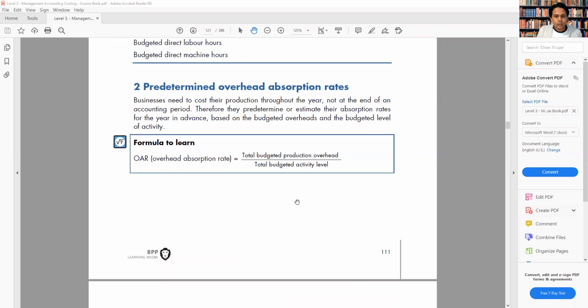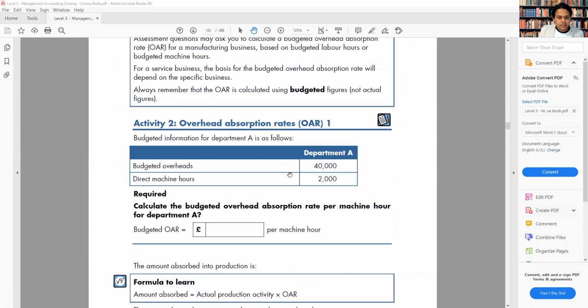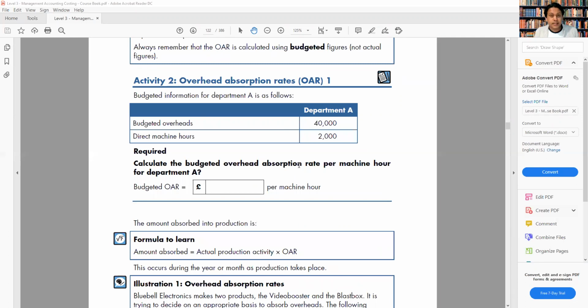All right, this is the formula. We already know the overhead absorption rate is budgeted production overhead over the budgeted activity. Budgeted activity level could be machine hour, could be labor hour. I don't know, depends on the organization. Okay, so if you understand that, can we try that?